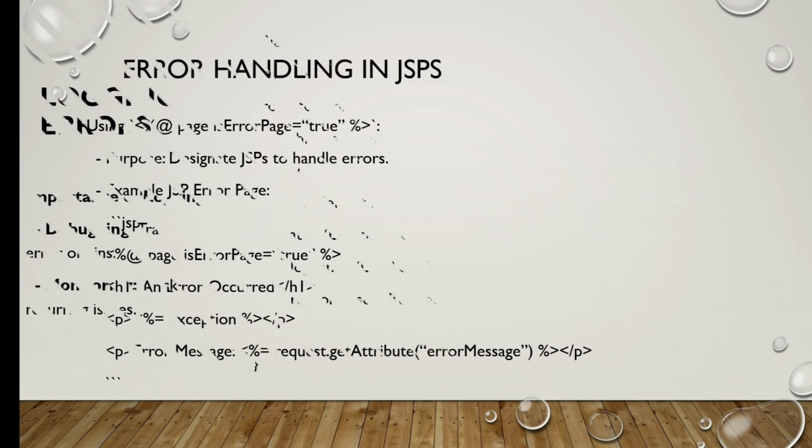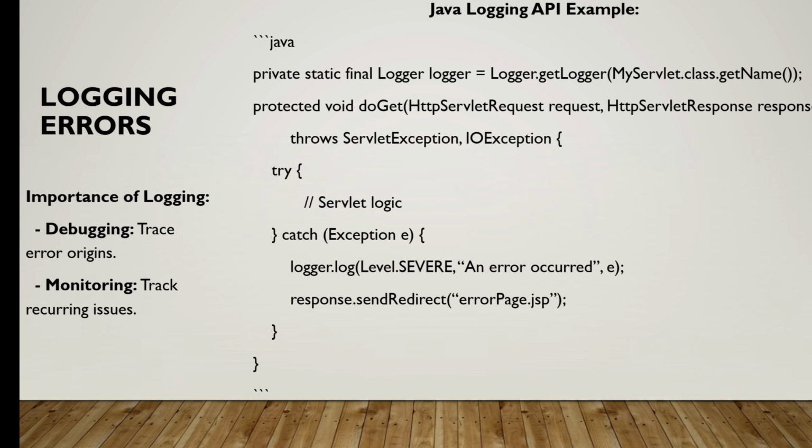Logging errors. Importance of logging. Debugging: logging helps trace the origin of errors and understand what happened before an issue occurred. Monitoring: it allows for tracking and identifying recurring issues or patterns. Java Logging API example. This example uses Java's logging API to log error messages and stack traces, which is crucial for diagnosing and troubleshooting issues.